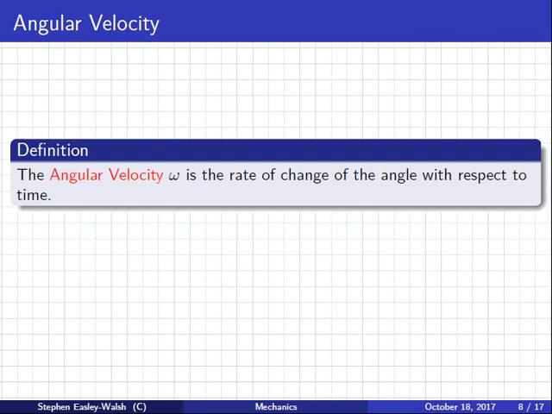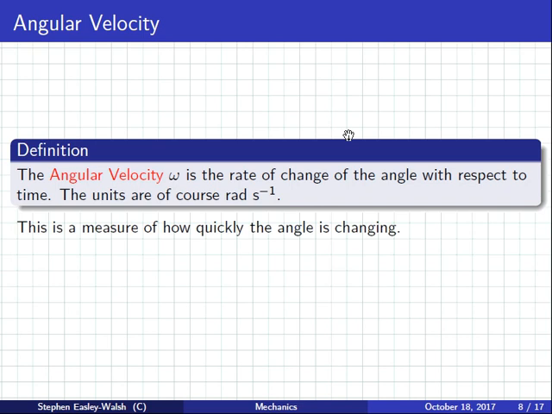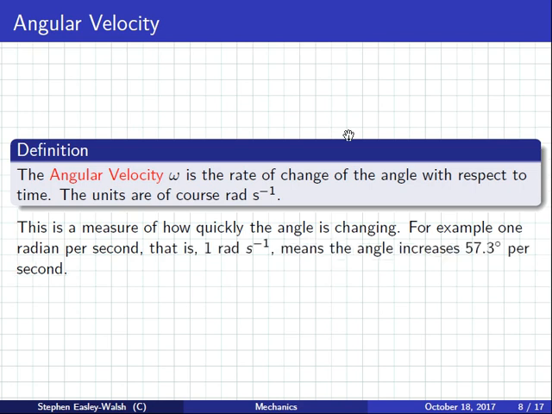Yep. All right. The units, of course, are radians per second. It measures how quickly the angle changes, as said. So, for example, the example I gave was 1 radian per second. That is 1 radian per second. Means 57.3 degrees of an angle is drawn every second.